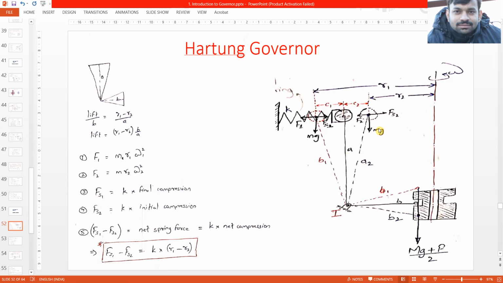Again, one thing that we missed over here: the lift of the governor would be something like this. This would be the lift of the governor. And this A1, A2, and A would be equal because the spring is mounted over here. So this position B and A would be known to us because of the arm lengths of this lever, and the lift would be equal to r1 minus r2 into B by A, as in the case of the Hartnell governor.